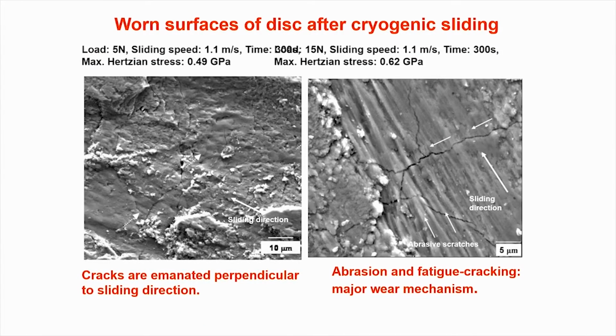Now on the disc at 50 Newton load, this is the sliding direction. Although these cracks started growing parallel to the sliding direction, they started deviating from the crack path. But these are the longer cracks, which grow straight across the sliding track and perpendicular to the sliding direction as well.